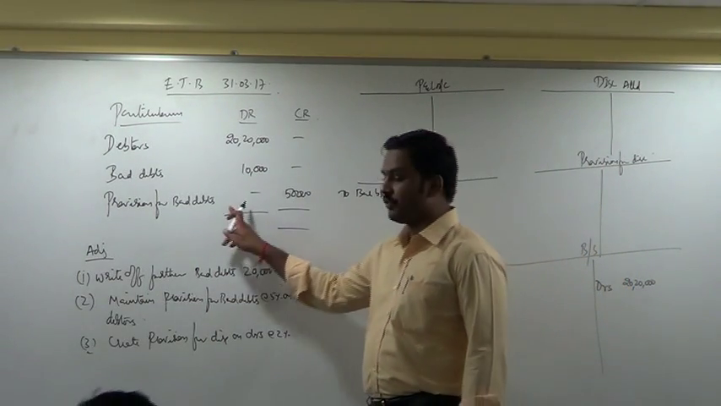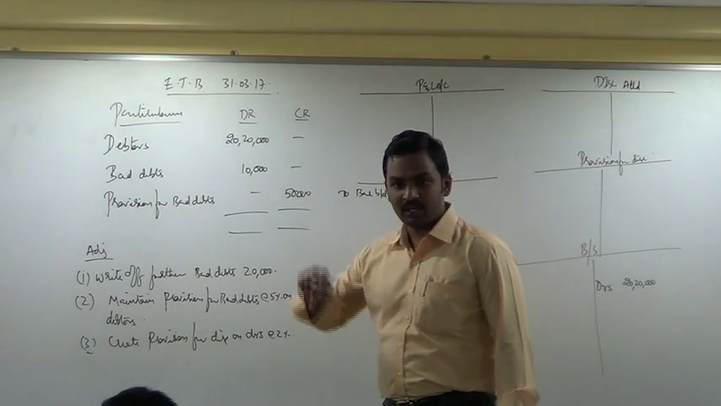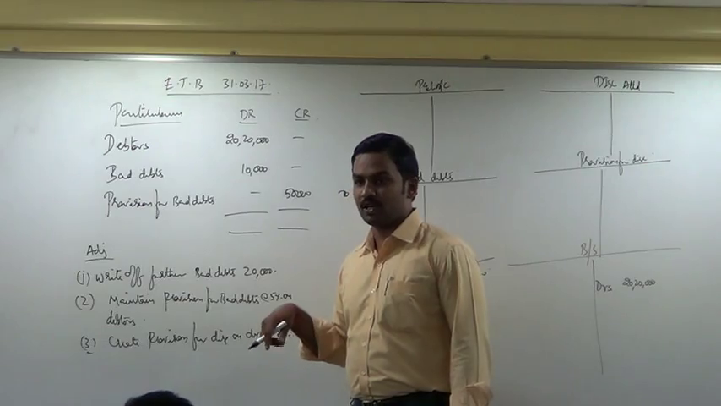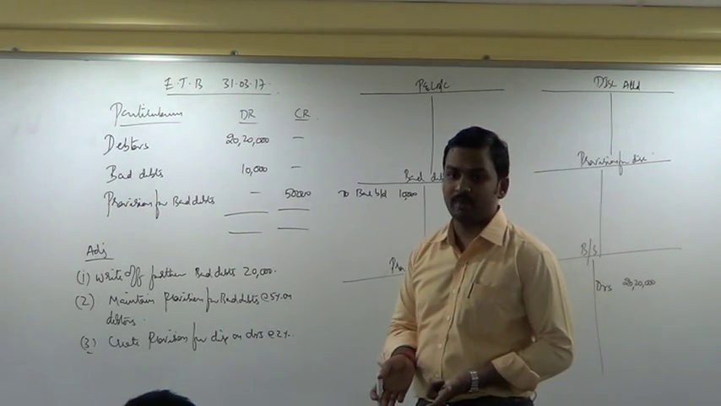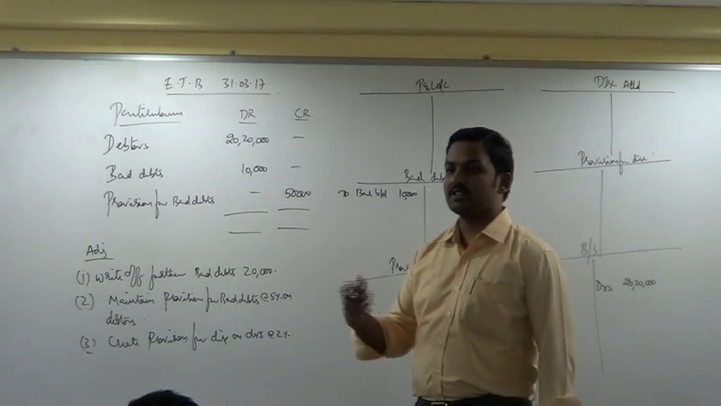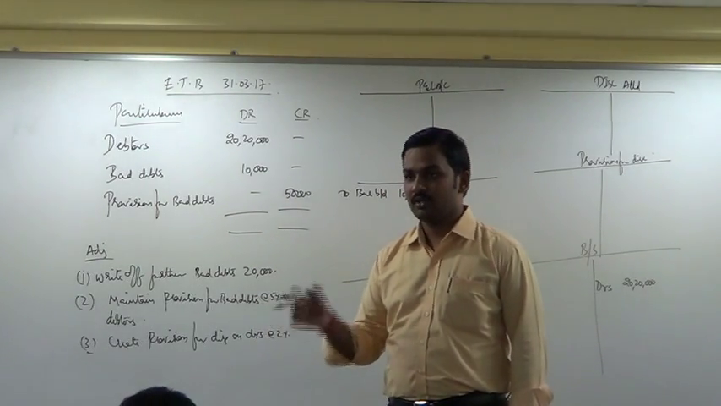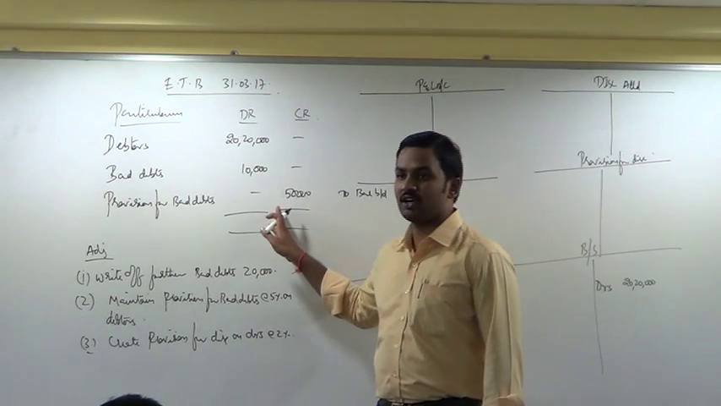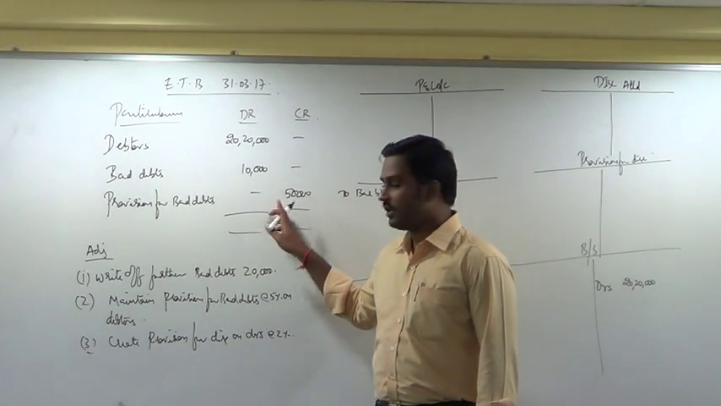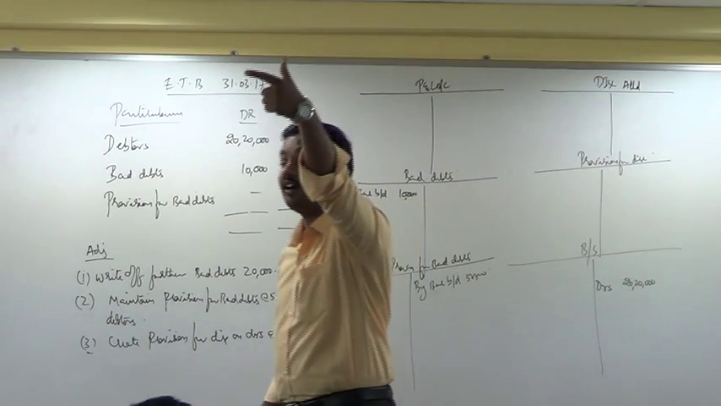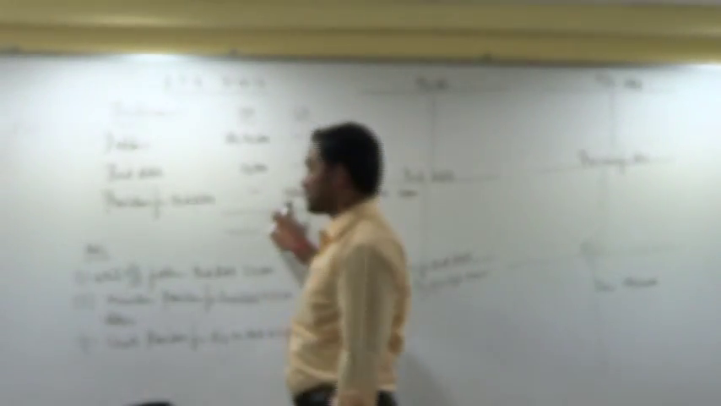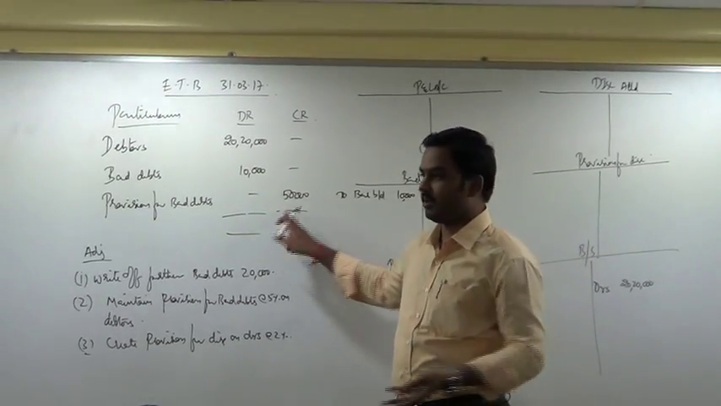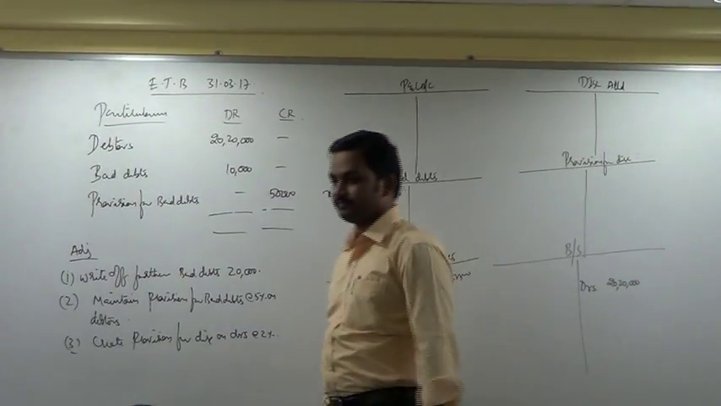Now, when was this provision created? Current year or last year? This cannot be a provision created in the current year, because the current year P&L account we are now preparing. Provisions are created out of profits. Birthplace of provision is P&L account. Without preparing the P&L account, this account cannot come into existence. Hence, this is a provision which was created in the last year. This amount was set aside from the profits of the last year, not the current year. Okay.